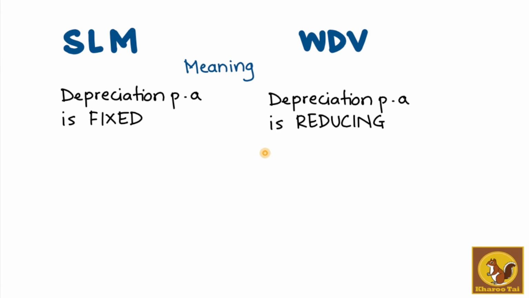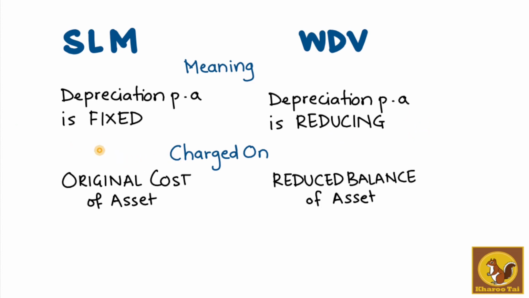After seeing what SLM and WDV methods are, let's see the differences between these two methods. In the SLM method, depreciation per annum is fixed, constant, the same, and in the WDV method the depreciation per annum is reducing, decreasing every year. Next point is, in the SLM method depreciation is charged on the original cost of the asset, and in the WDV method depreciation is charged on the reduced balance of the asset, that is the WDV of the asset, which is the opening balance of the asset, right?